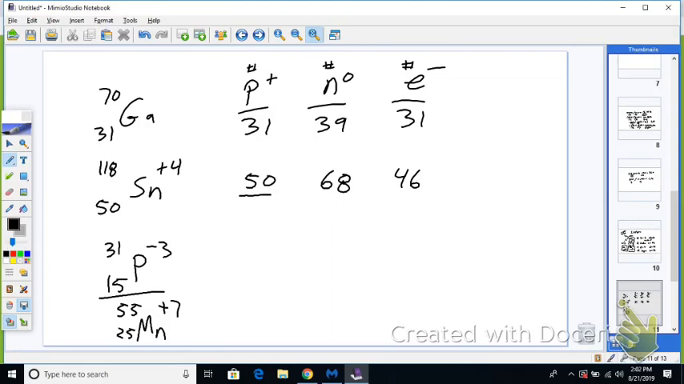So again, on that one, the atomic number is number of protons. That's why that's 50. Subtract 50 from 118, get 68. And then the only thing that can vary is electrons. So if it's a positive, you have to lose that many electrons to have an overall positive charge.